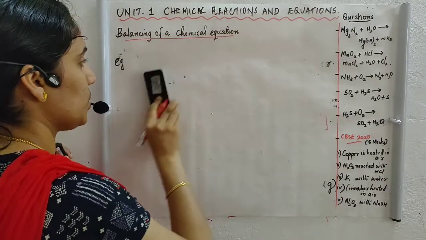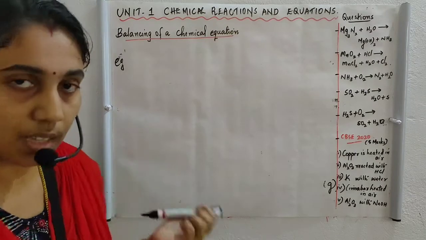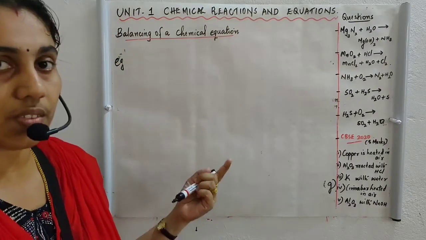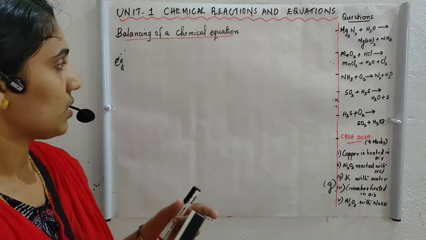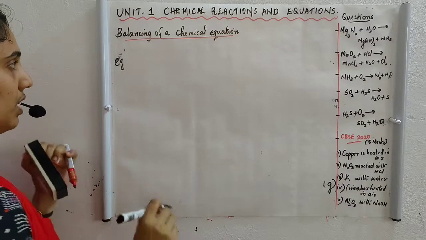Usually in your examination, sometimes the skeletal equation is given and you have to balance only. Sometimes the reaction is given and we have to write the equation. So the reaction is given like this. How do we write a balanced chemical equation?